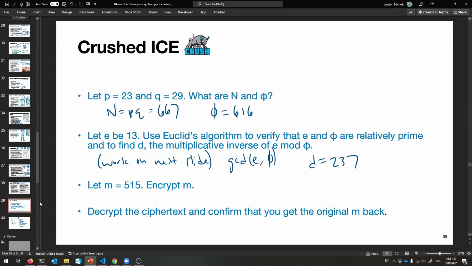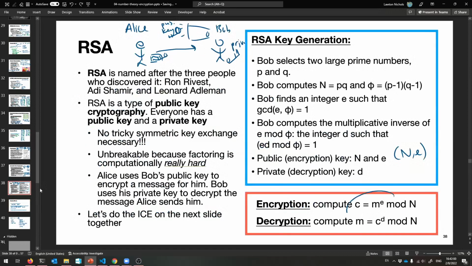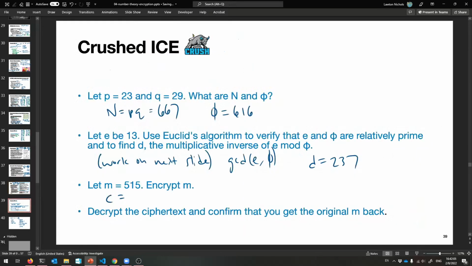Now we can watch this all play out. All right? So let's pretend that we want to send the secret message, which is the number 515. Let's encrypt that. All right? So we'll calculate the ciphertext, which is m to the e mod n. So C equals m to the e mod n. That is 515 to the power of 13, which was our e, mod n, which is 667 up here.